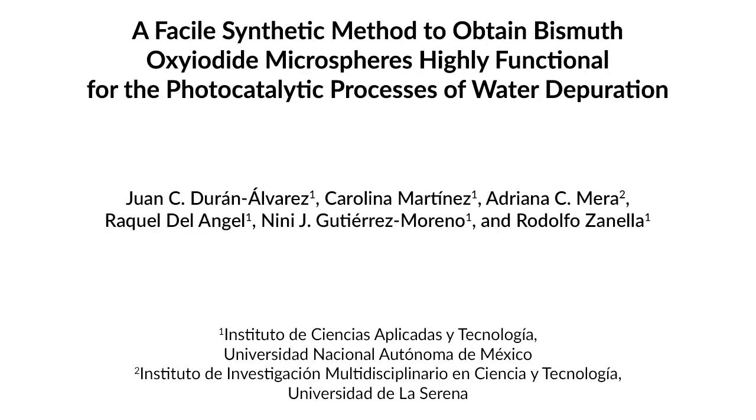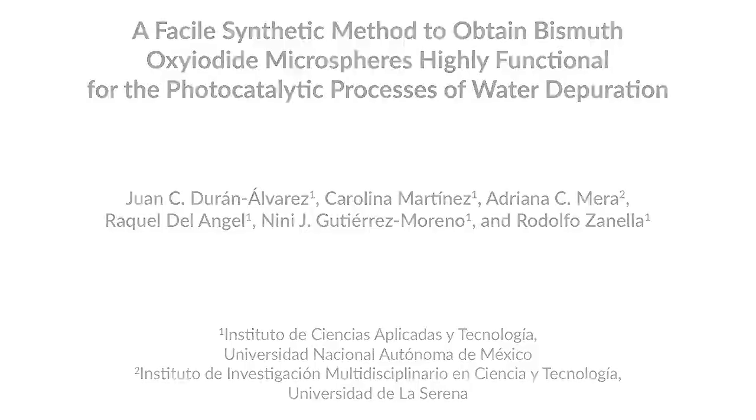This protocol provides a reliable method to synthesize bismuth oxyiodide microspheres, which are photocatalytically active under visible light irradiation. Here we present the key parameters that result in a successful synthesis of this kind of 3D structures via the solvothermal method. One of the main advantages of this method is that by varying key parameters, such as temperature and time of heating, it is possible to obtain different structures.